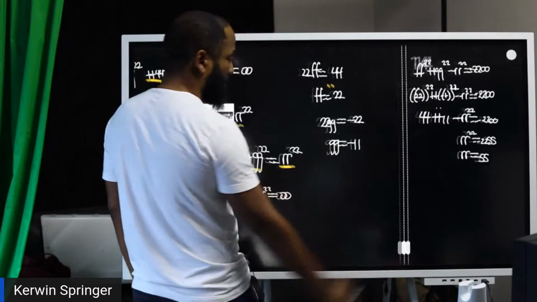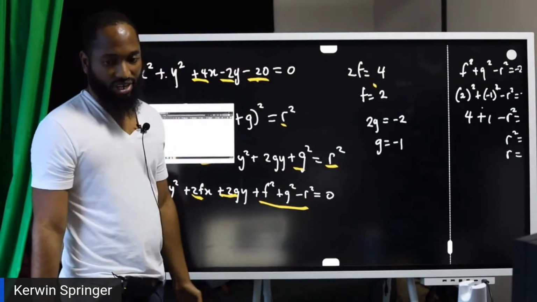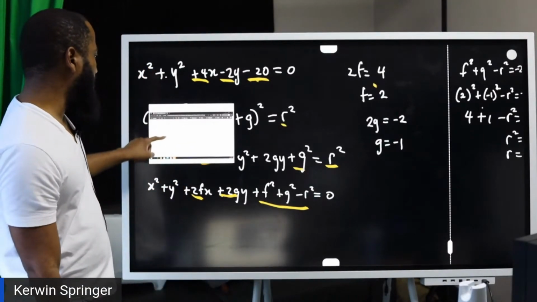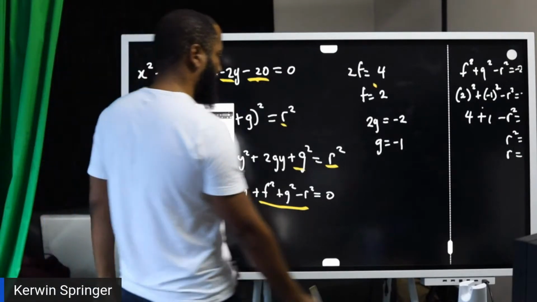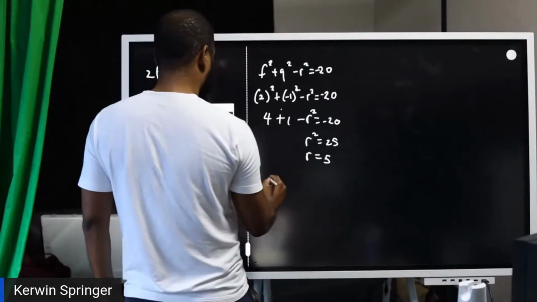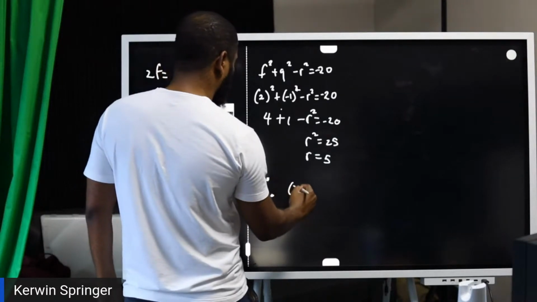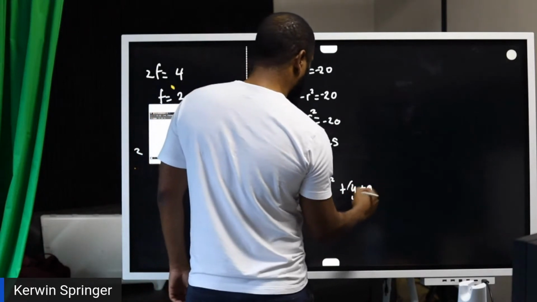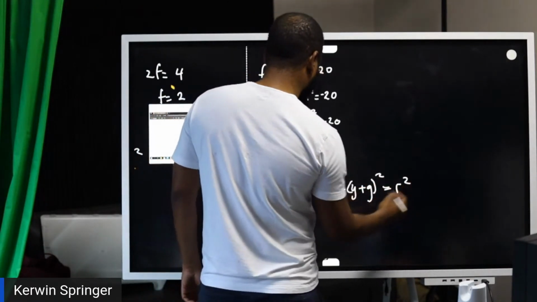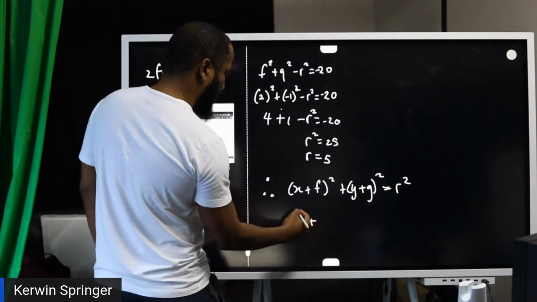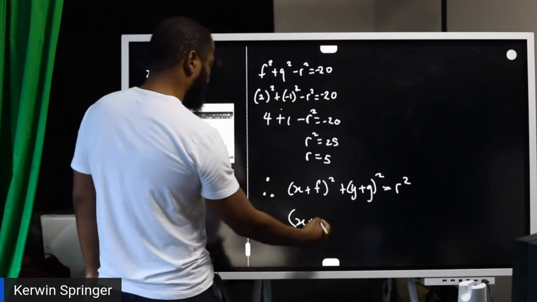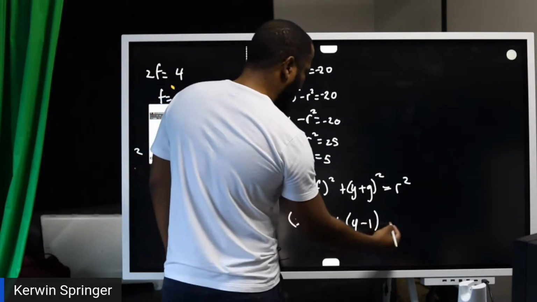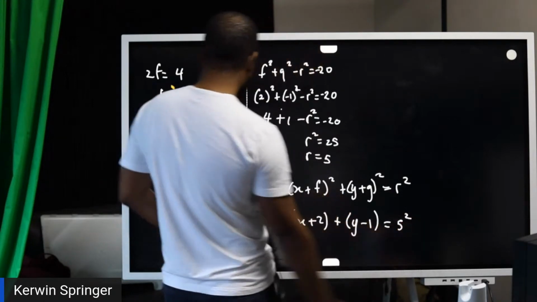r must be positive because it's a circle. r is the radius of the circle. It's not a negative radius, and there would be no circle. So once we find all of that, the equation, expressed in the form x plus f squared plus y plus g squared is equal to r squared, will be x plus 2, y minus 1, and r is 5 squared. And you collect your marks and go.